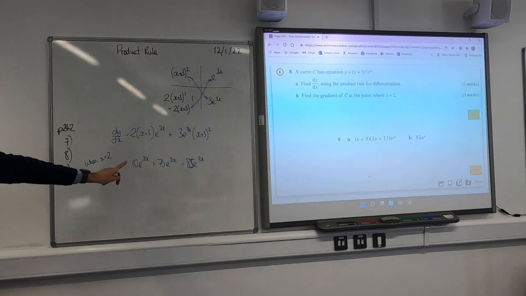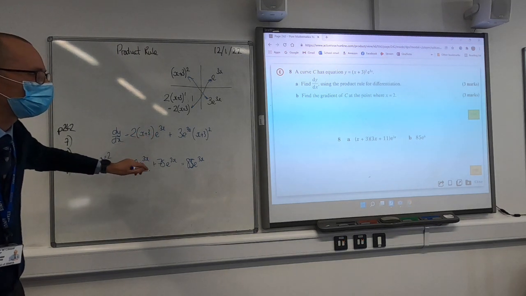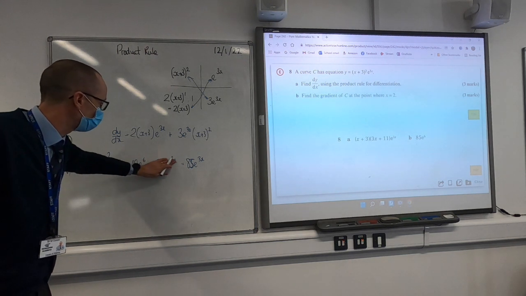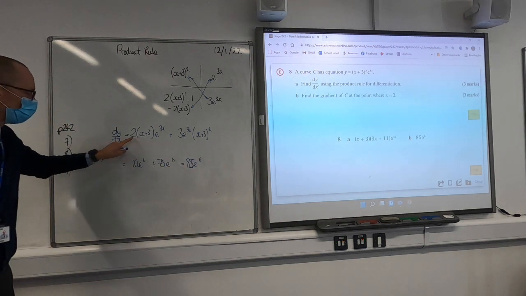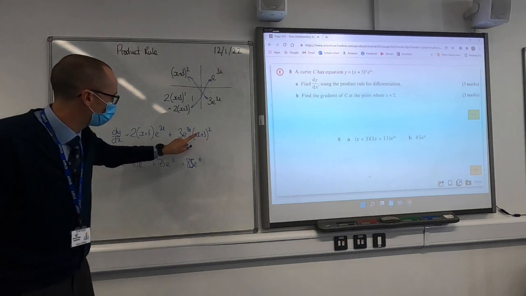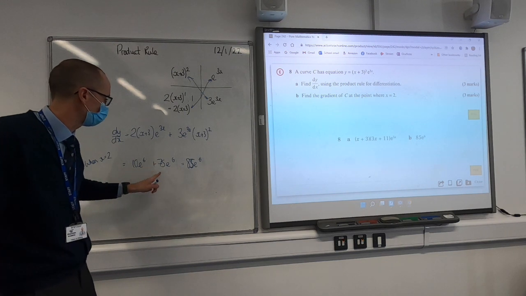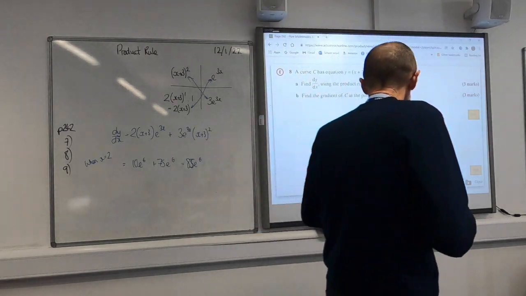The trouble with typing that into your calculator is that it would have given you a decimal value. So it's best to leave it in terms of e. When x is 2, that's 5, so that's 10 e to the power of 6. That's 25 times 3, 75 e to the power of 6. 10 lots of e to the power of 6 plus 75 e to the power of 6 is 85 e to the power of 6.